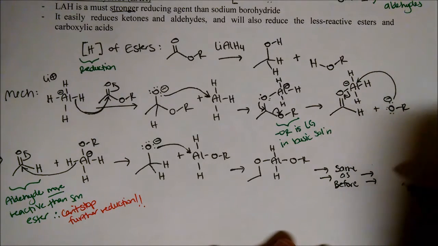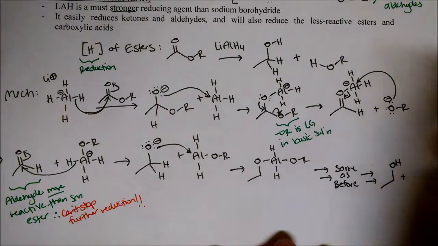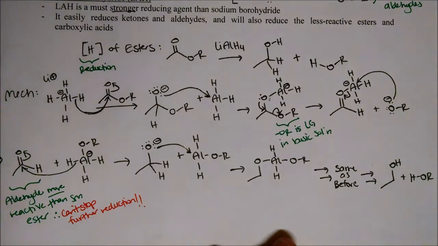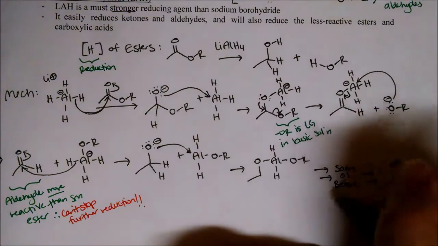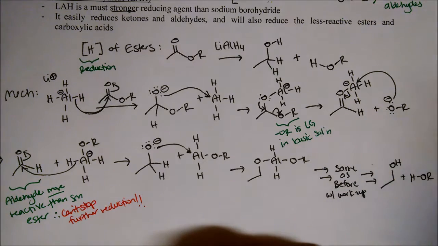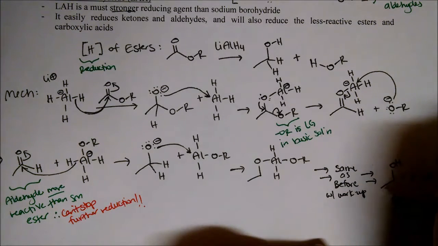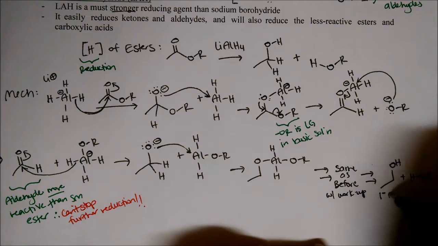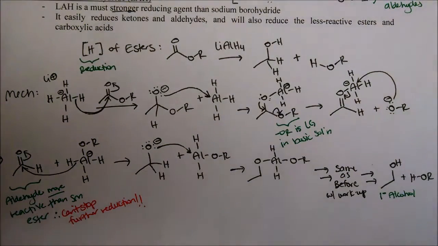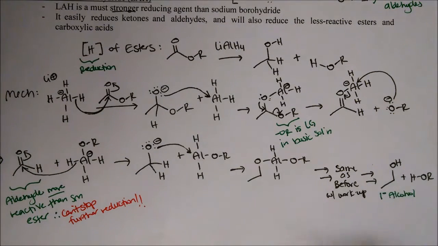And we get, after our workup, this group is going to make an alcohol as well, HOR. Same as before with workup. And importantly, here we get our key primary alcohol. So that's important. We do make a primary alcohol here as a result of this reduction.